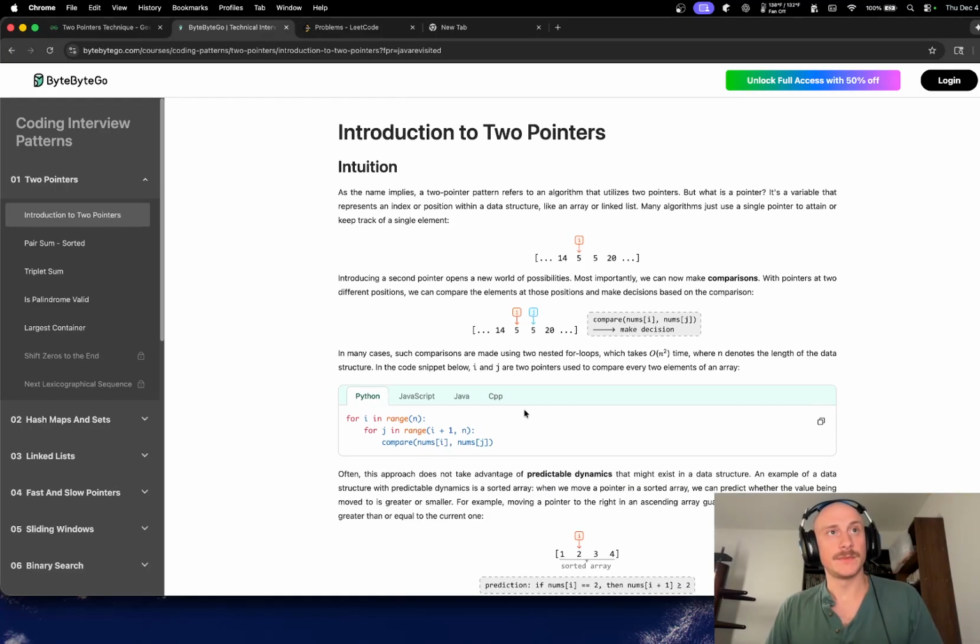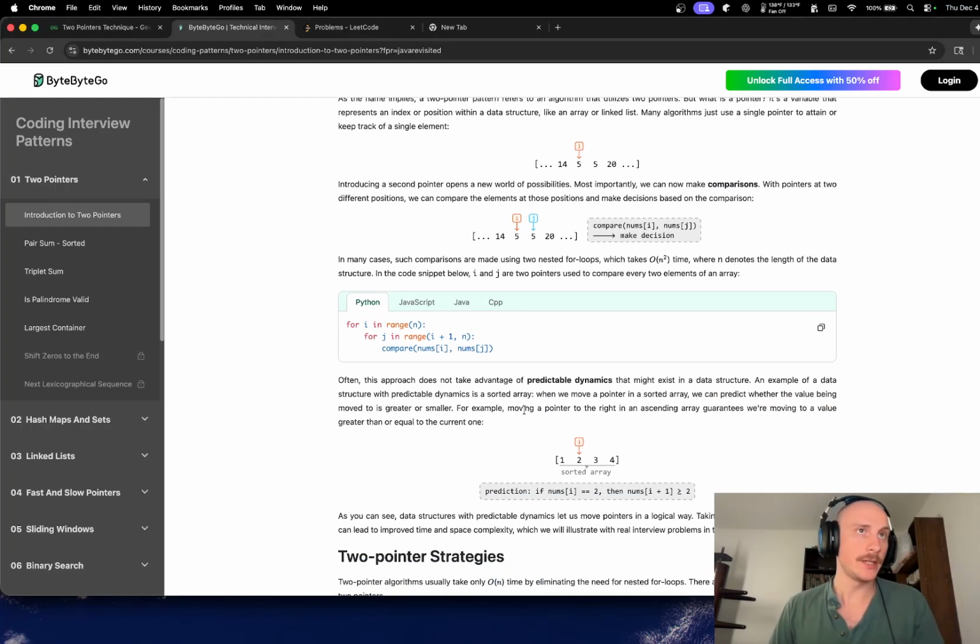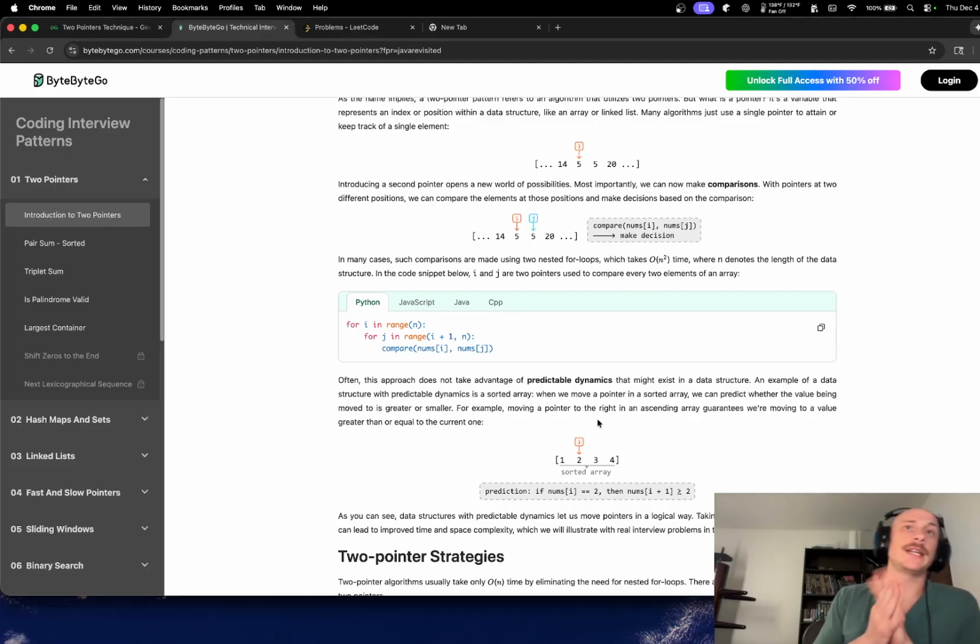Now, same thing here. They just do it with a range. It's for i in range of n, for j in range of n, compare these two numbers. Often this approach does not take advantage of the predictable dynamics that might exist in a data structure. An example of a data structure with predictable dynamics is a sorted array.